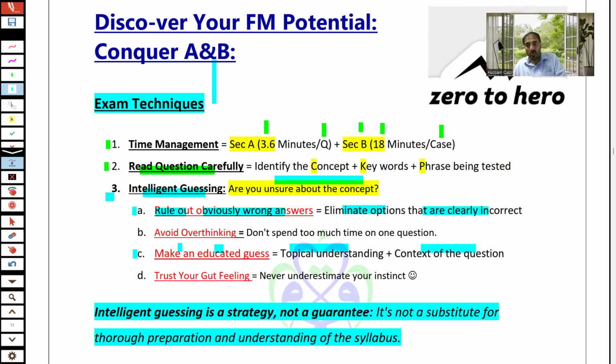And two more things I wanted to add here. Avoid overthinking, because sometimes students spend too much time and overthink any question. That builds pressure, and with pressure normally things go wrong. So avoid unnecessary thinking. And the last point, trust your gut feeling. Never underestimate your instinct. So that's called intelligent guess.